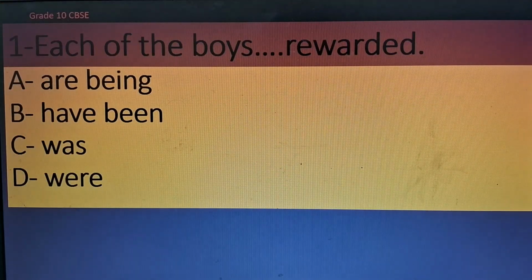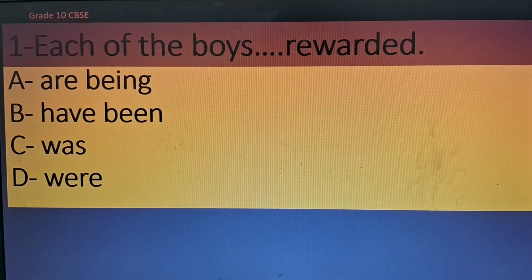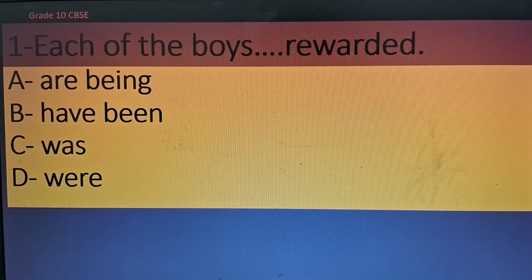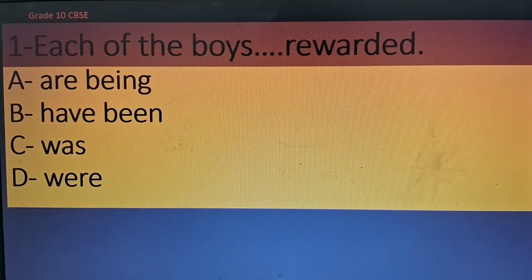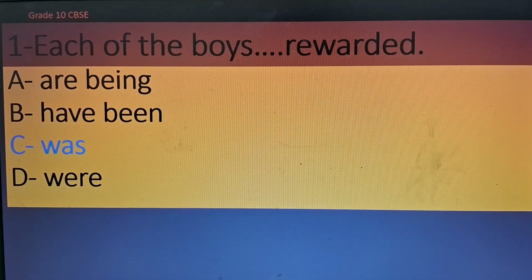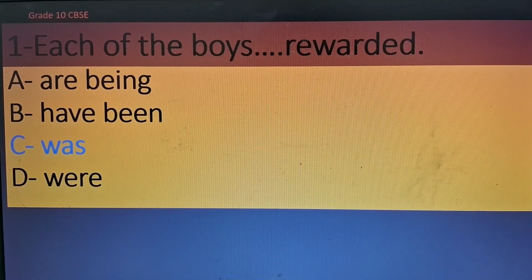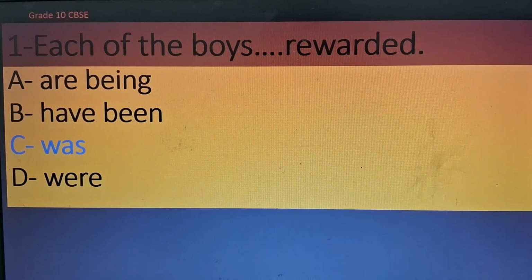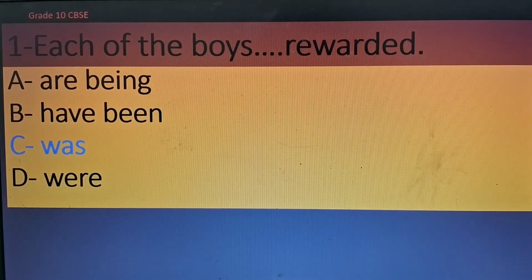Question 1. Each of the boys dash rewarded. Option A are being, option B have been, option C was, option D were. What is the answer? Yes, the answer is was. Each of the boys was rewarded. You know that when we use each and every, we have to use a singular verb. So we have to use was here.